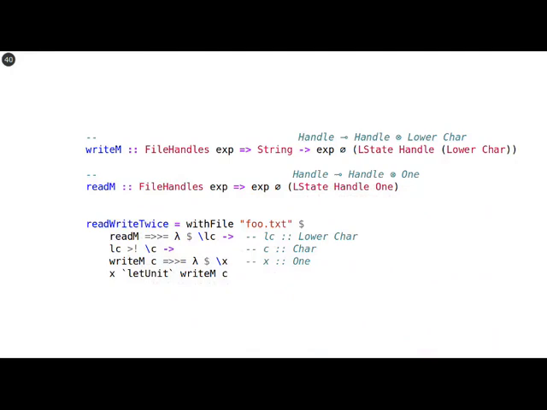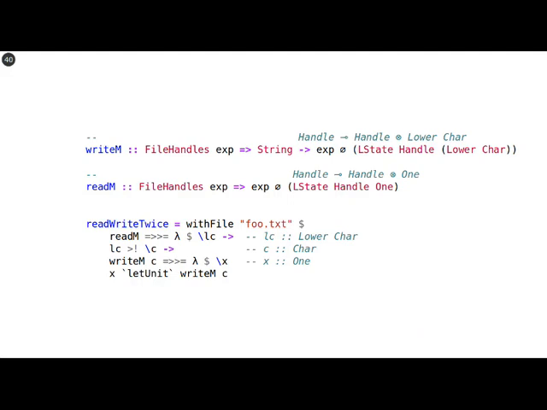We'll notice that a lot of the file handle operations we've seen before actually take this form. Write takes in a string and produces a monadic operation on file handles that gives you back a character. Read is a monadic operation on file handles that maybe gives you back a unit or something like that. And so read write twice, now we can write this in a more monadic style. We say with file, and then we read, and then we get out a lowered character, and then we do let bang, and so on and so on.